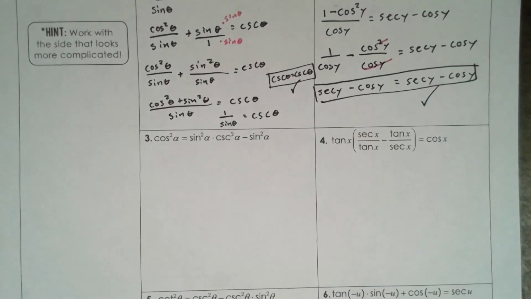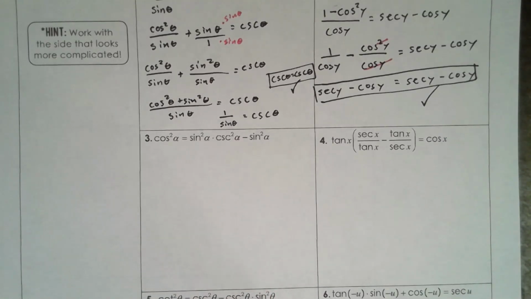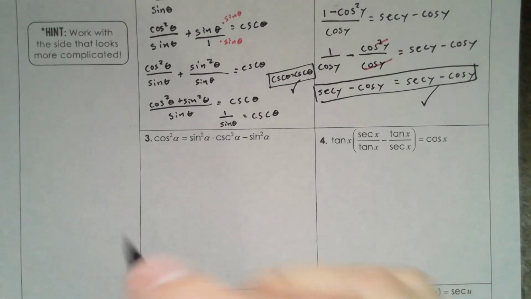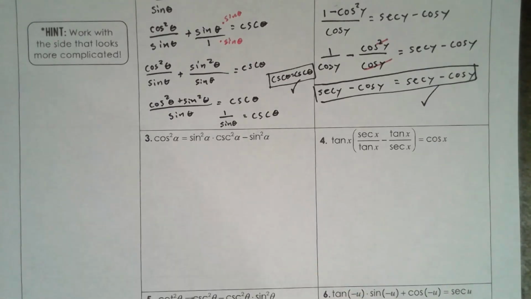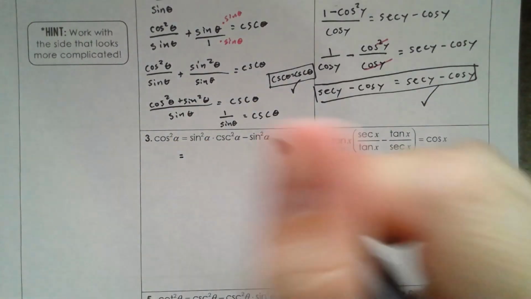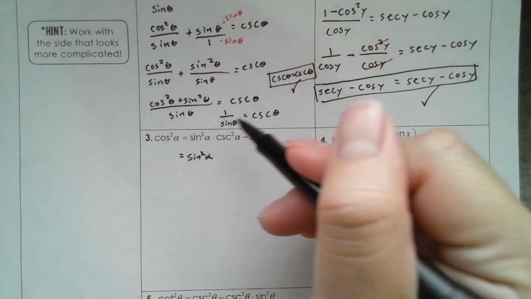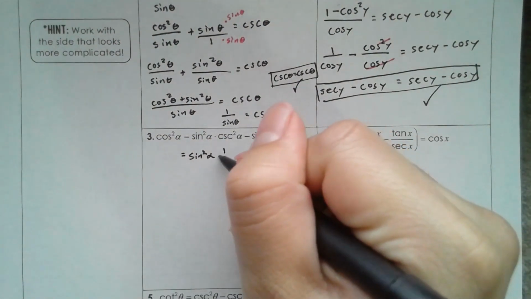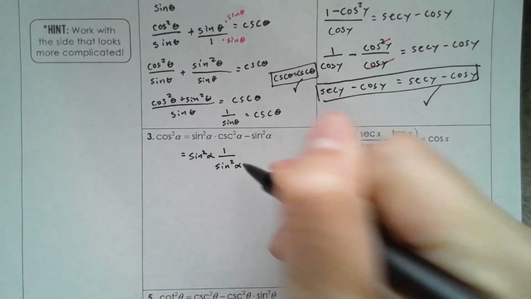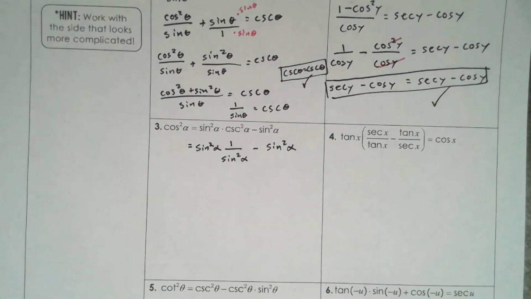Looking at 3, I have cosine squared alpha is equal to sine squared alpha times cosecant squared alpha minus sine squared alpha. Obviously, the right side here is the one that looks more complicated, so I'm going to have to make this equal cosine squared alpha. So I'll have sine squared alpha. I'm not going to change the first one. Cosecant squared alpha would be 1 over sine squared alpha minus sine squared alpha.